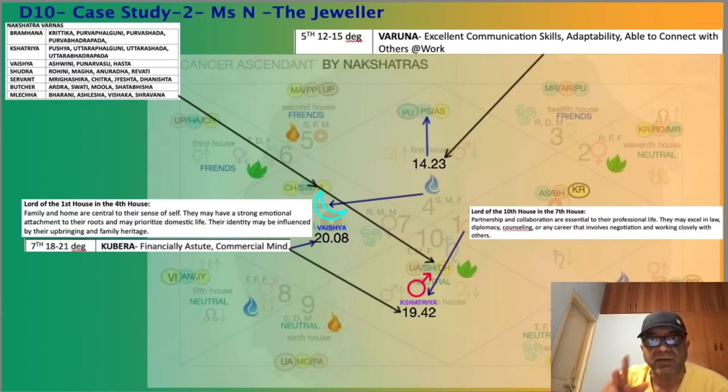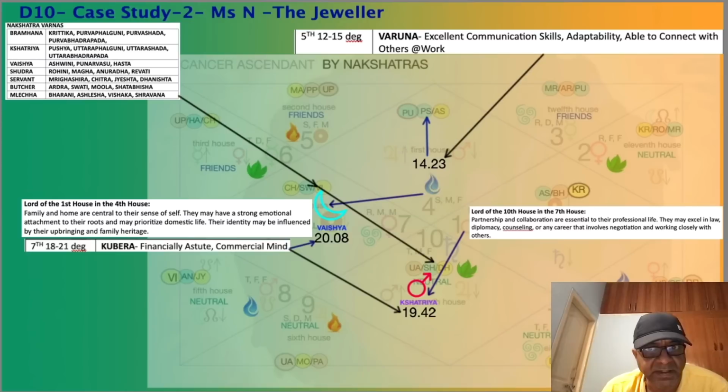And in the 4th house, D1 and D10. Home-based business, full stop. Okay? Straight off, you can come to such conclusions. The Lord of the 10th in the 7th house indicates a very professional business partnership kind of approach. And she has business partners. They may excel in law, diplomacy, counseling.